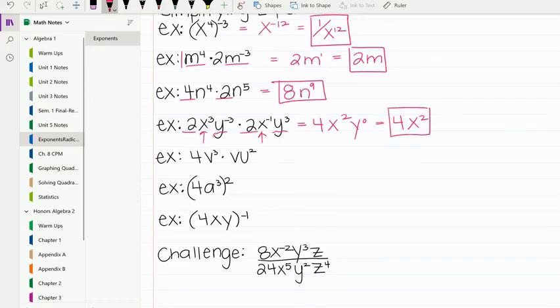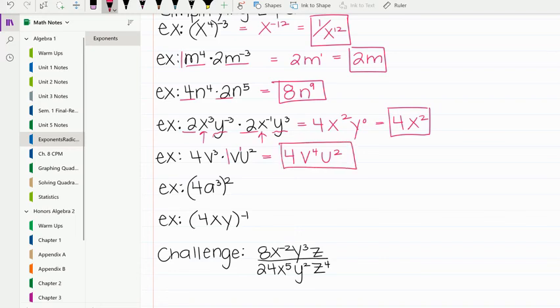Looking at the next one. So I'm going to put my 1 here just to kind of help me out. So it's just 4 times 1, which is 4. Then I have v cubed times v. So I know that technically there's a little 1 there. So v cubed and v to the first would be v to the 4th. And then I just have a u squared, and there's nothing to multiply it, so that just stays the same. So that one was actually pretty easy.